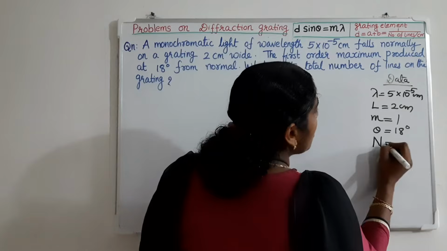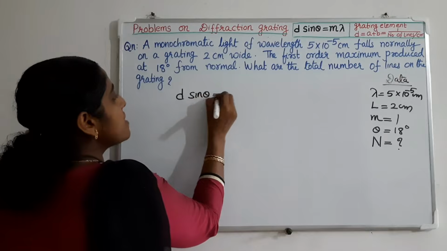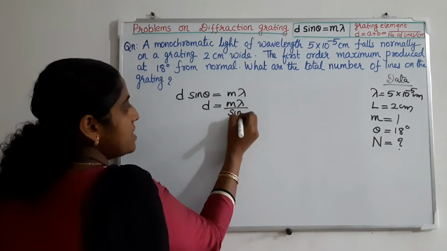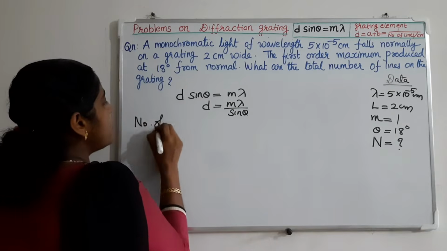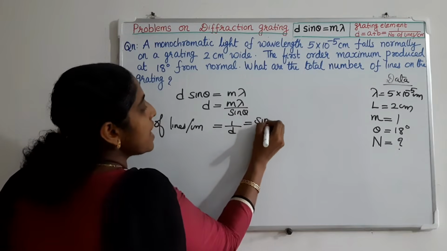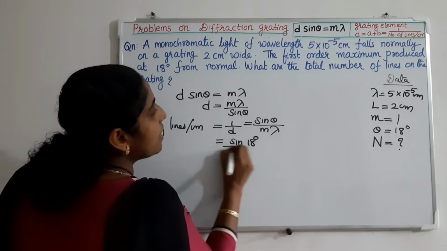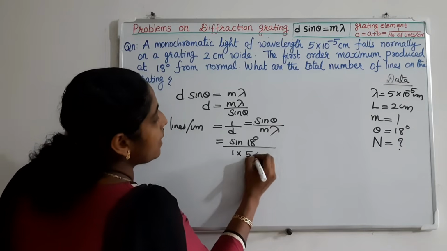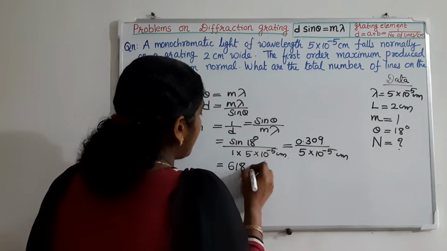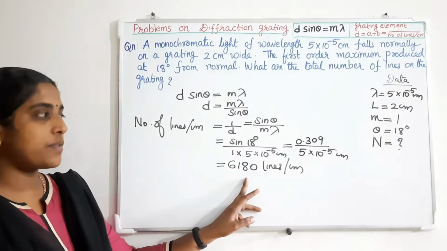So we want to find the total number of lines on the grating. From the grating equation d sin theta equals m lambda, we can find d as m lambda divided by sin theta. So the number of lines per centimeter is the reciprocal of this grating element d, that is sin theta divided by m lambda, that is sin 18 divided by 1 into 5 into 10 raised to minus 5 centimeter, which is equal to 6180 lines per centimeter.